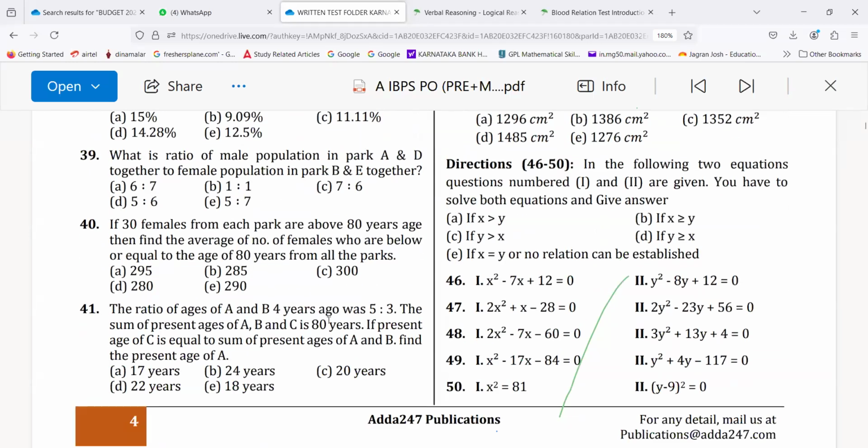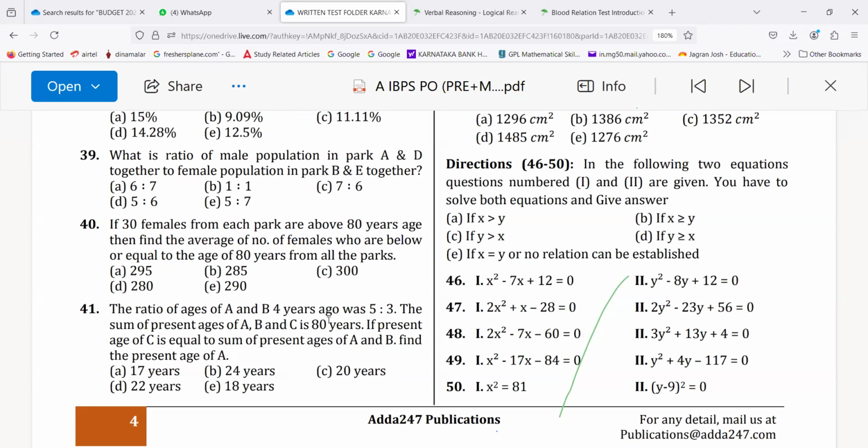Question number 40. What is the answer? If 30 females from each park are above 80 years of age, then find the average number of females who are below or equal to the age of 80 years from all the parks. The answer is C, 300. How did you work it out? Tell us.